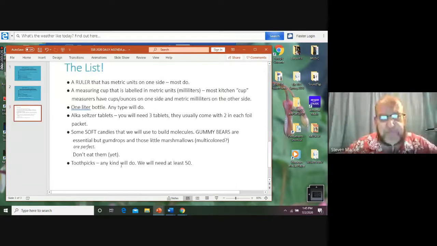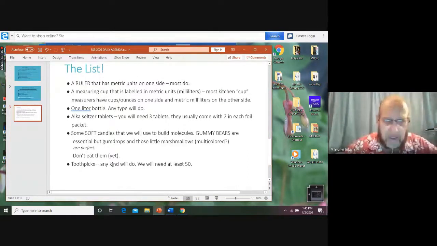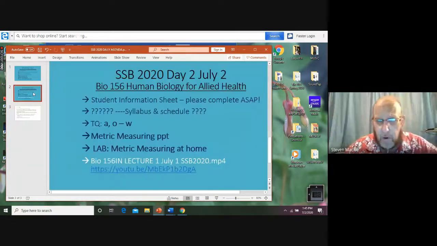And then we're going to need to bond those soft candies together with covalent bonds, which are going to be represented by toothpicks. Any kind will do. I think we'll need at least 50. You can get one little container or box, you're probably going to be set. We'll think about that later, but that was nice to throw in there.